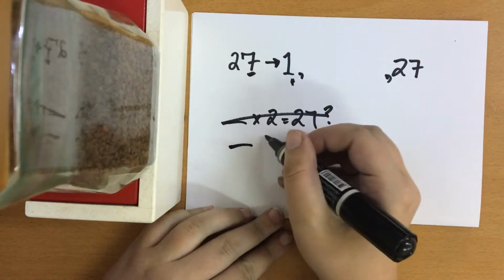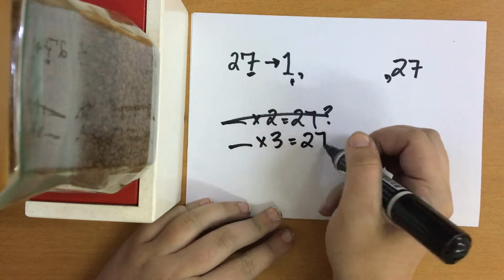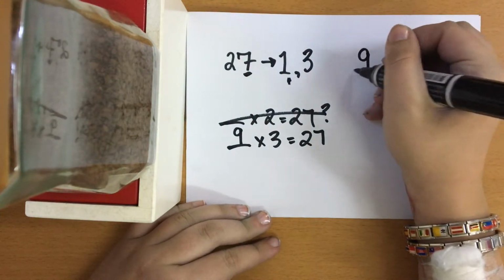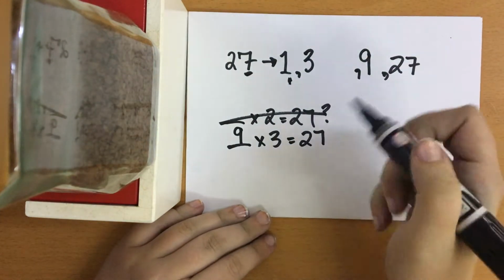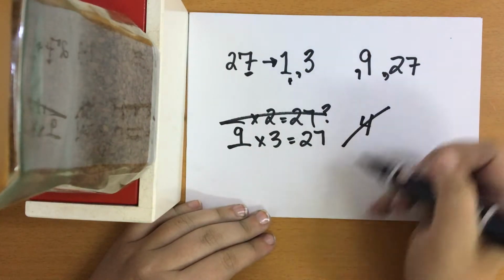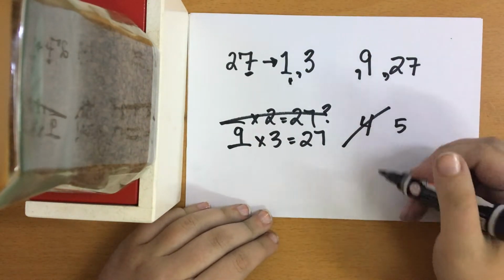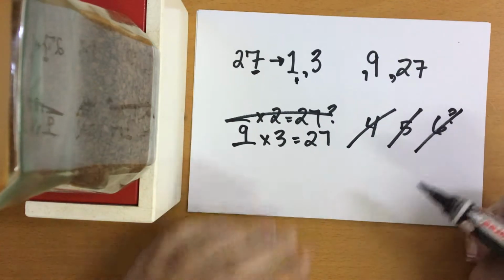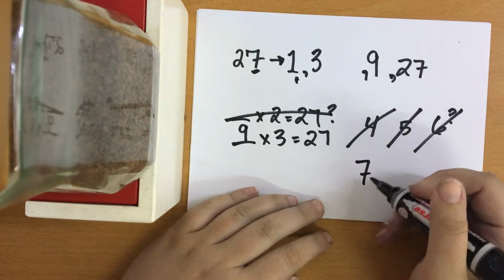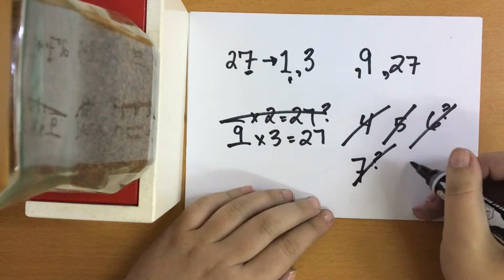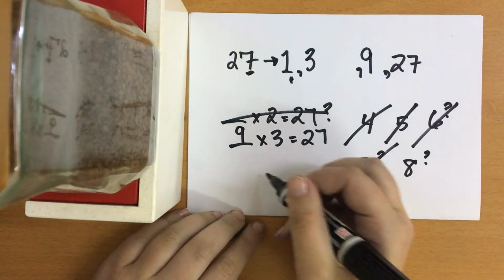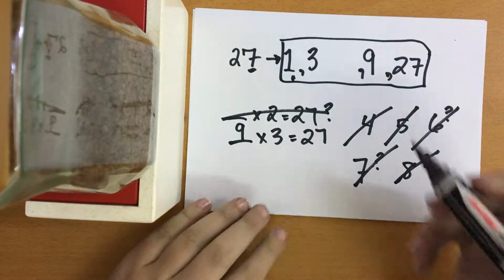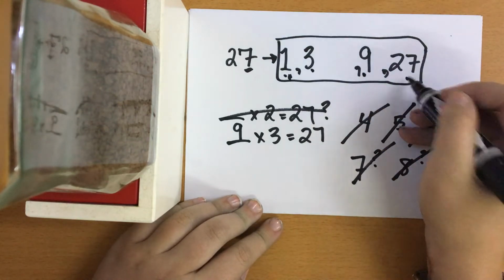What about 3? Something times 3 equals 27, is that correct? Yes, we can do 9 times 3, so we'll put 3 and we'll put our 9. How about 4? 4 does not divide equally. What about 5? 5 does not divide equally. What about 6? 6 does not divide equally. 7? Not 7. And 8? Not 8. So we have found all of the factors of 27 right here. 1, 3, 9, and 27.